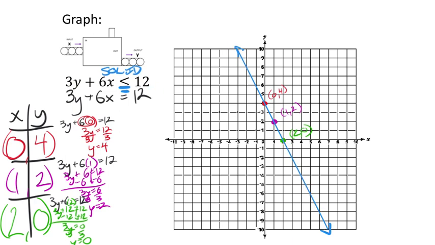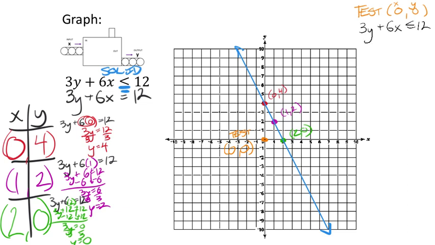So that's my line. Now I look again and I see that this line is not going through the origin, which is great news because then it lets me test the origin. So I'm going to test the origin at 0, 0, and you're welcome to test whatever other point you want. You cannot test a point that is on the line. So I'm planning to test my origin at 0, 0, where the x is 0 and the y is 0, because that makes it very easy to work with.